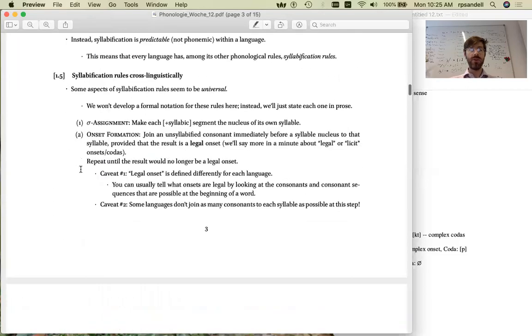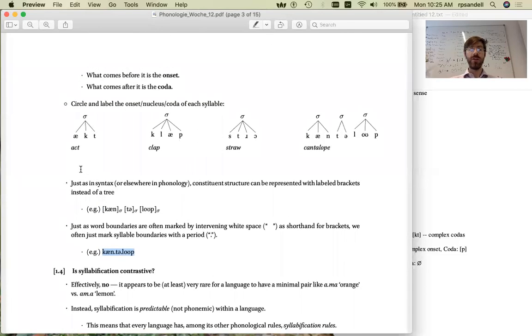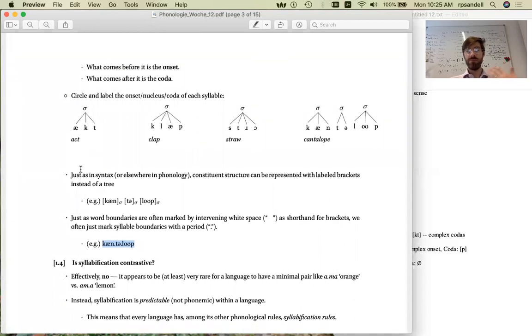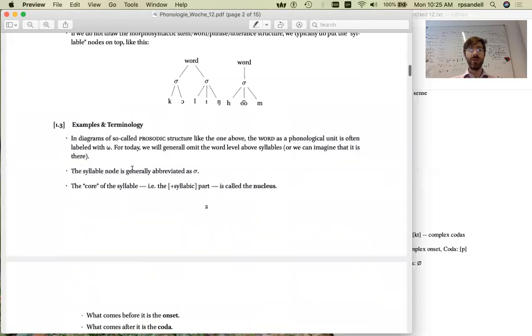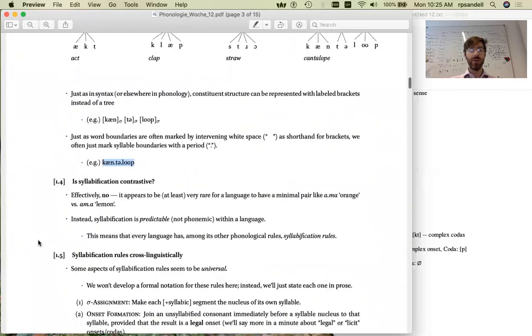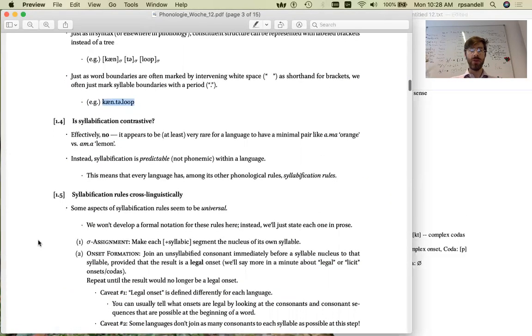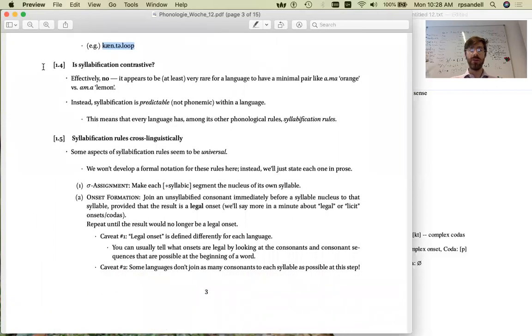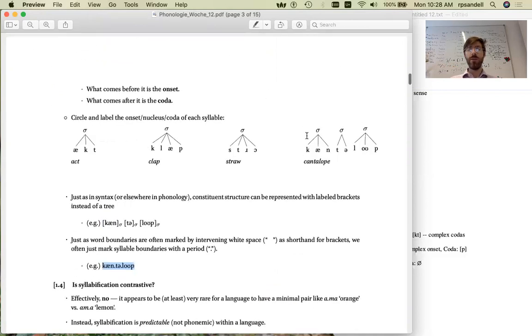Okay, now that we've met our first pieces of core terminology, the distinction between nucleus, onset, and coda, and we've seen a few examples, we'll pause, and when we come back, we'll try to answer a few more questions about what role syllabification plays and how we can try to build up syllable structure by just looking at a sequence of segments.